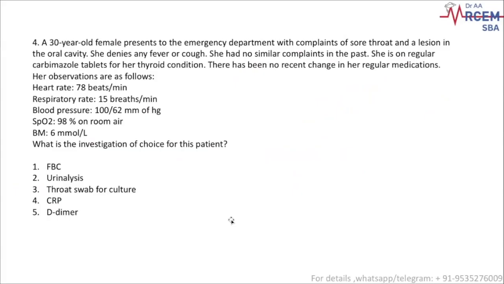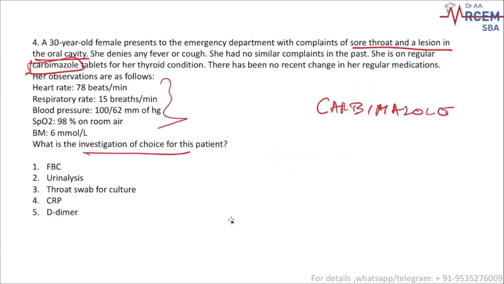A 30 years old female presents to the emergency department with a sore throat and a lesion in the oral cavity. She denies any fever or cough, no similar complaints in the past. She's on regular medication, and this medication is important. Remember carbimazole. Okay, carbimazole, she's on the regular tablets. No recent changes in the medications. Vital parameters are stable. What is the investigation of choice?